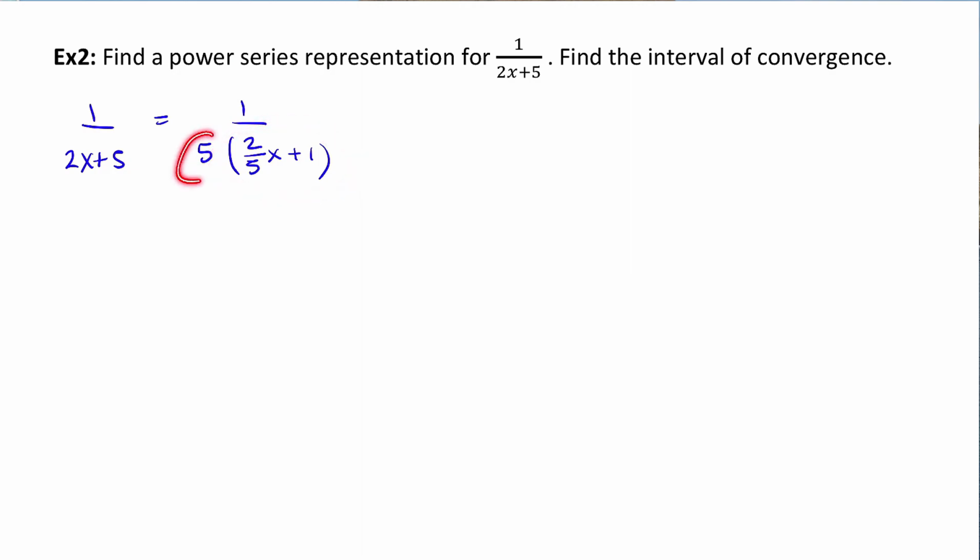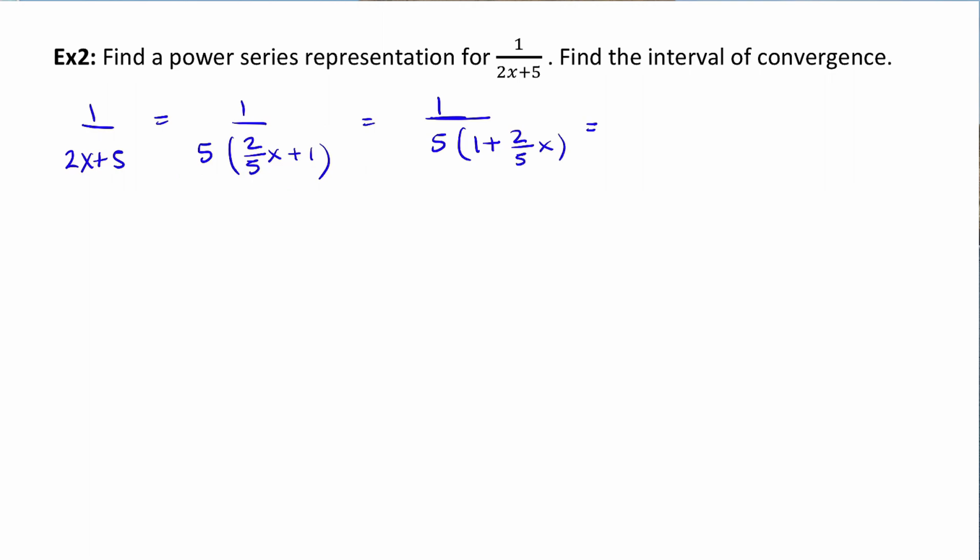So 5 times 2 over 5x, cancel 5, you get 2x. 5 times 1, you get 5, then this is good. Now, let me write it so that it looks like what we're used to. This is 1 over 5, and then we have 1 plus 2 over 5x.